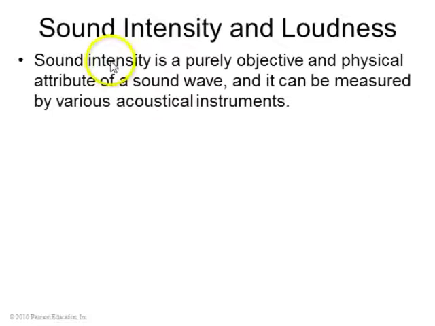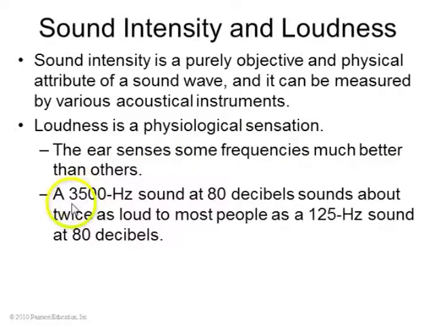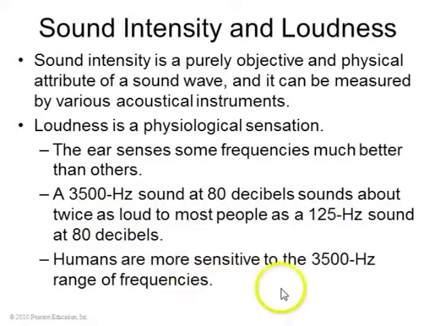The sound intensity you can actually measure in watts per meter squared. It's the amount of power per cross-sectional area. But loudness is a physiological sensation. So it turns out that our ear is most sensitive to about 3,500 hertz. It's a very high-pitched note. So a 3,500 hertz sound at 80 decibels sounds twice as loud as a 125 hertz sound also at 80 decibels.